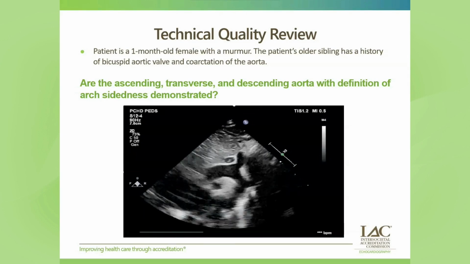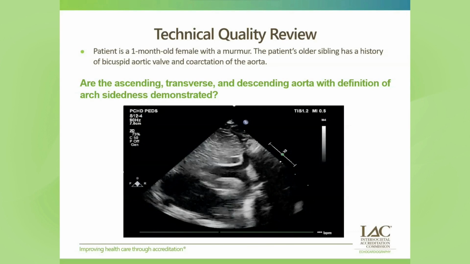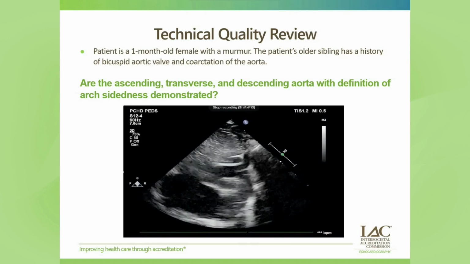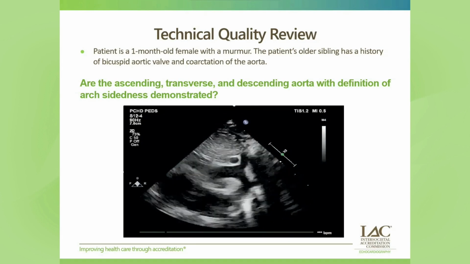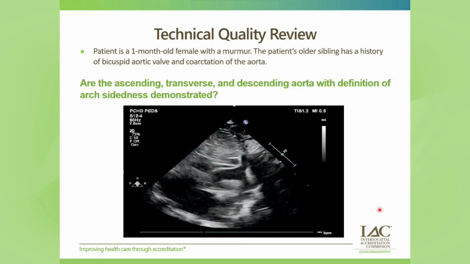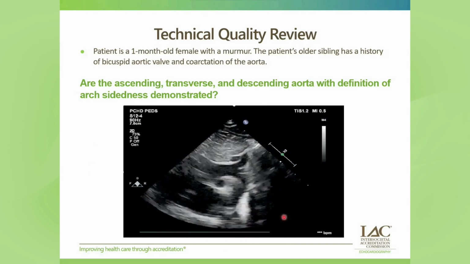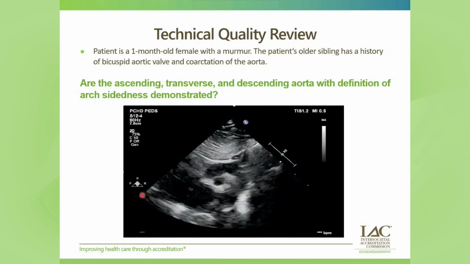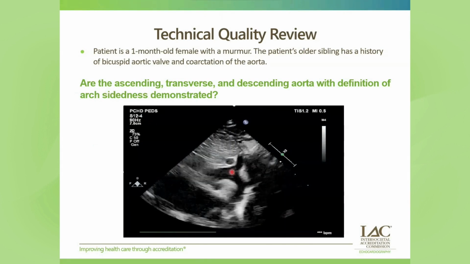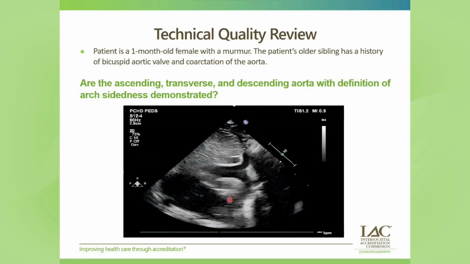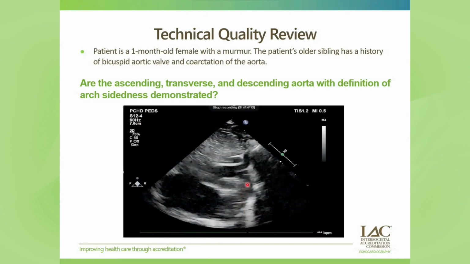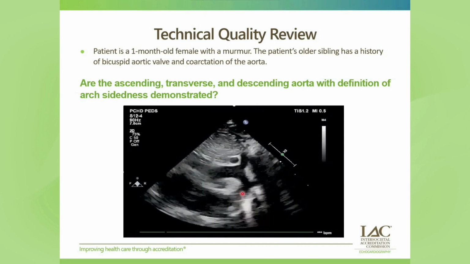The question that will pop up that we're going to look at here is, are the ascending, transverse, and descending aorta with definition of arch-sidedness demonstrated? I can see that this is kind of a multi-part question. So we're given this study and only this image of the aortic arch in 2D was given to us in the study. So let's look at the question. Are the ascending, well, here's the ascending, transverse, yep, and descending aorta, okay, with the definition of arch-sidedness demonstrated? Well, our arch is pointing to the left in this picture, so do we say yes?